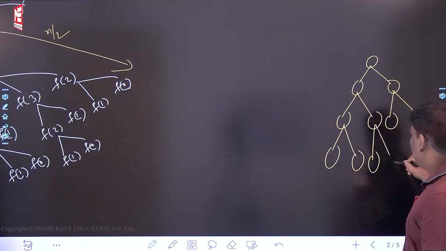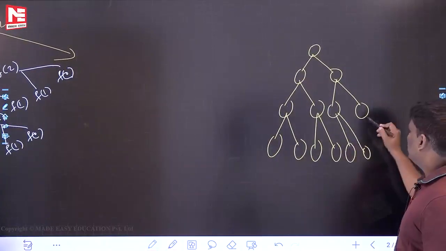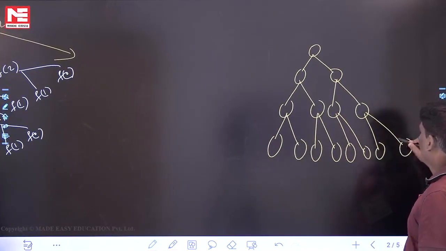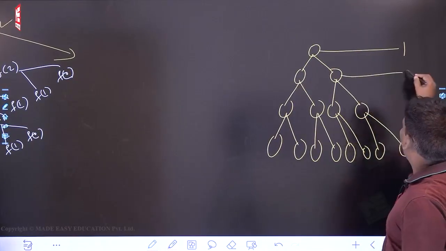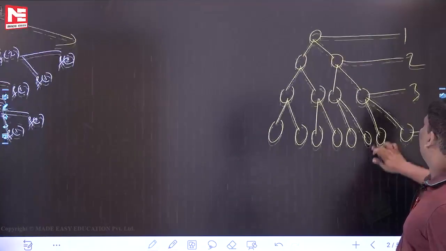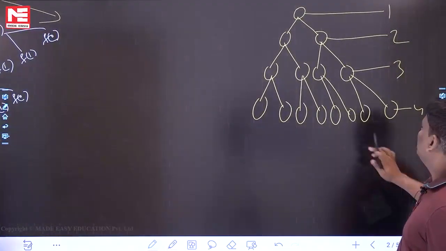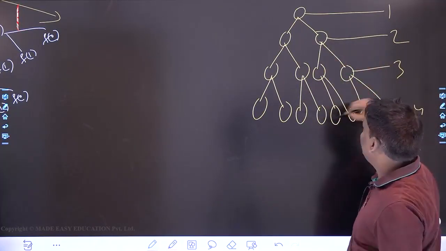So this is called a complete binary tree. No gap at all. Complete binary tree means no gap at all. Now see this one, it is a complete binary tree. Can you see in this complete binary tree how many levels are there? Level 1, level 2, level 3, level 4. This complete binary tree contains 4 levels. Please remember, this complete binary tree contains 4 levels.